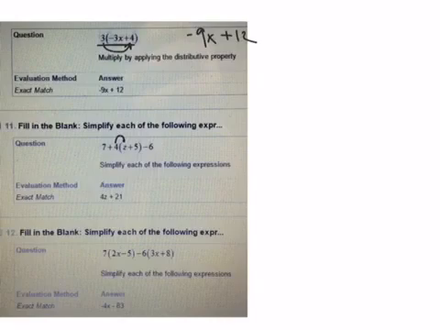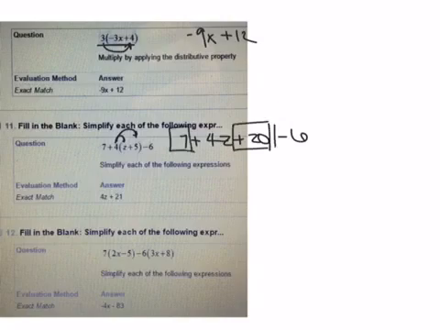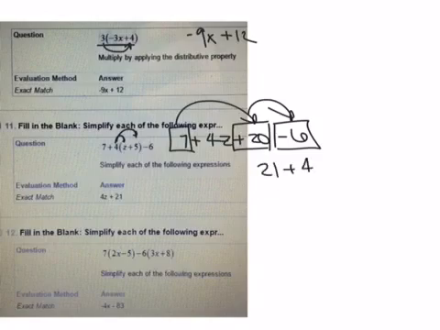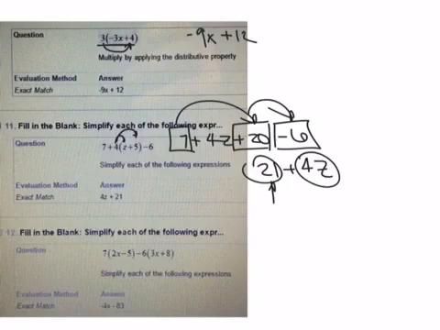So now we're just going to distribute that 4. So 7 plus 4 times z plus 4 times 5 minus 6. So now we're just going to combine our like terms here. And that's pretty much all we can do. So 7 plus 20 is 27. Minus 6 is 21. And the 4z we can't combine with the 21 because 4z has a letter in it. You can't combine letters with numbers. Alright, down to number 12.